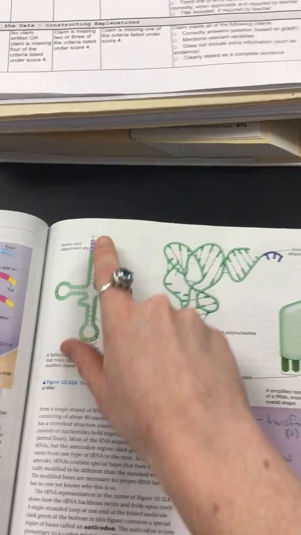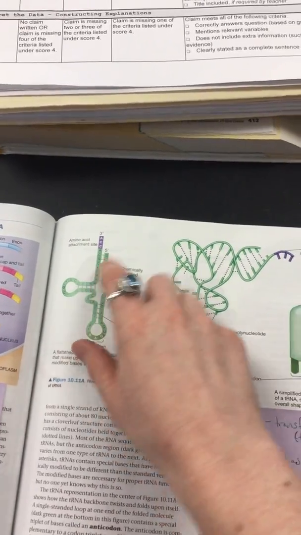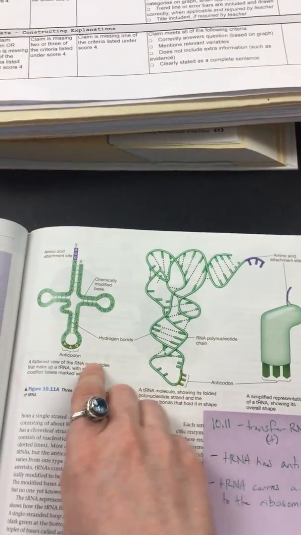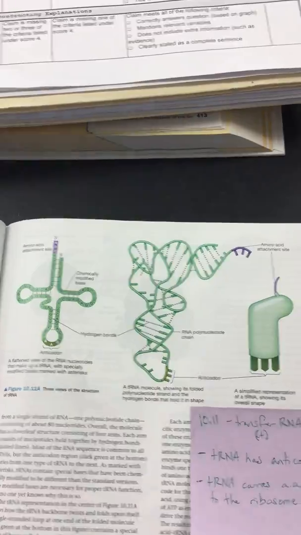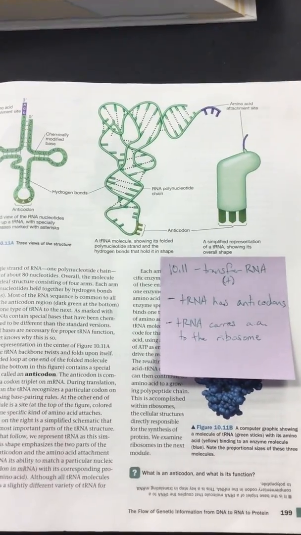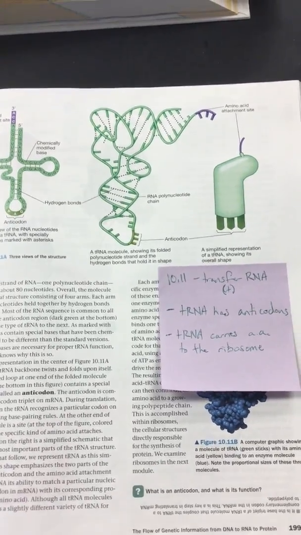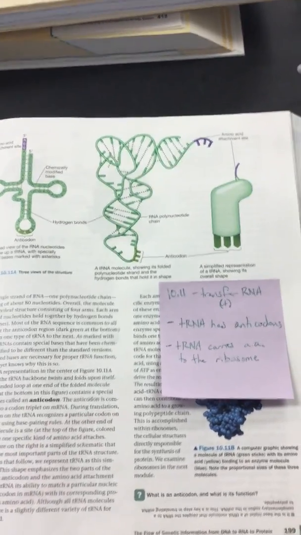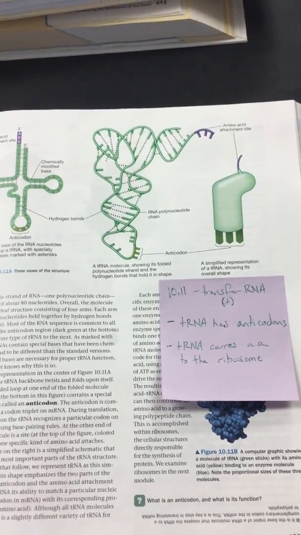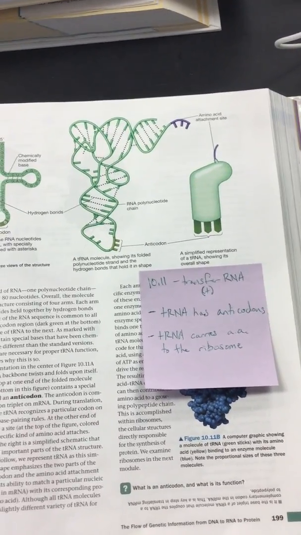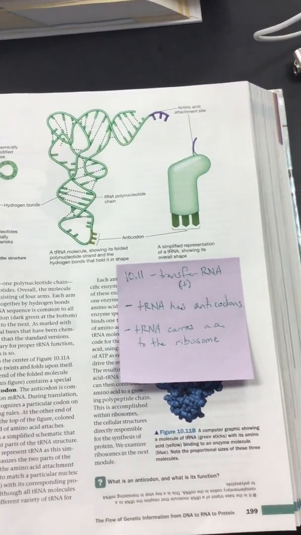But the tRNA is a strand of RNA that folds on itself, and it has an end that an amino acid can attach to, and then it has an end that has an anticodon. So the anticodon is complementary to the codon. Do you remember where the codon is? What molecule has the codon? The mRNA. So the tRNA has a sequence called an anticodon that's like the opposite of that, so that it brings the right amino acid for the right section of the mRNA.